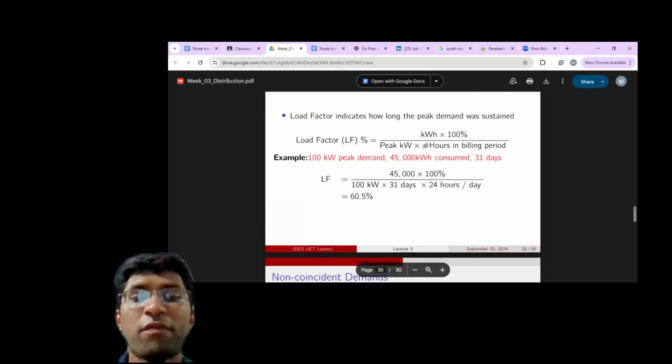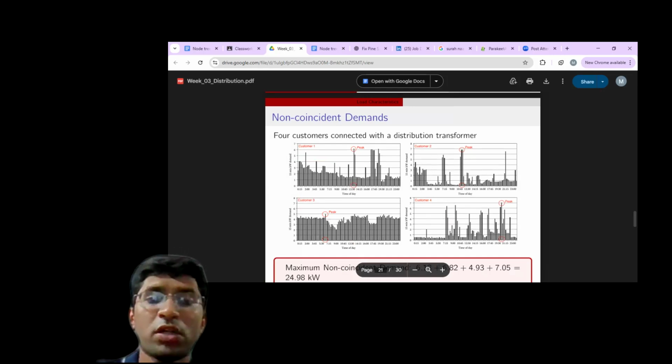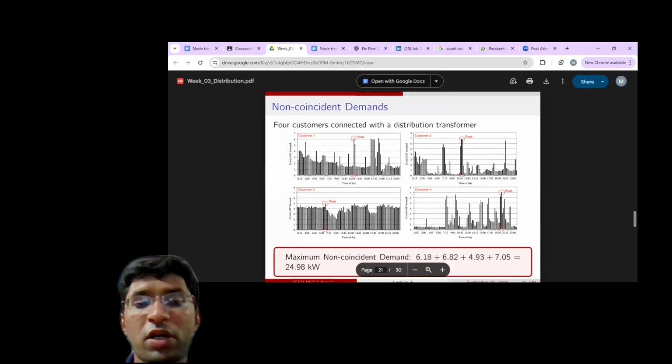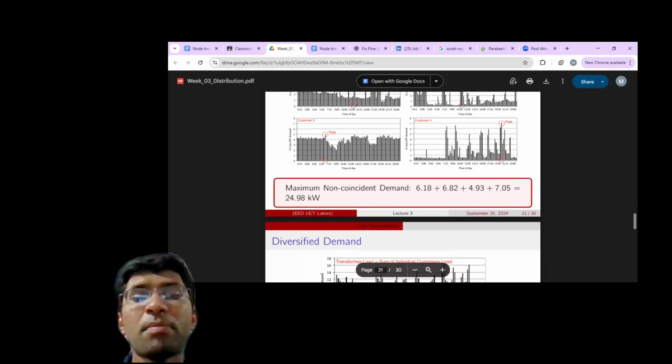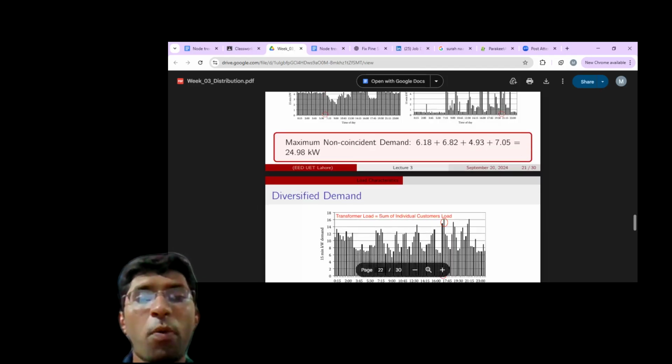Now for non-coincident demands, say 4 customers are connected to a distribution transformer. Here is the peak demand, here the peak demand, here the peak demand, and here the peak demand. The 4 peak demands of the 4 different customers vary continuously. And the maximum non-coincident demand, what does it mean? This demand is not usually observed, but in some different scenario, today it is observed, on a quite extraordinary day. It is 24.98 kilowatt for the 4 customers.